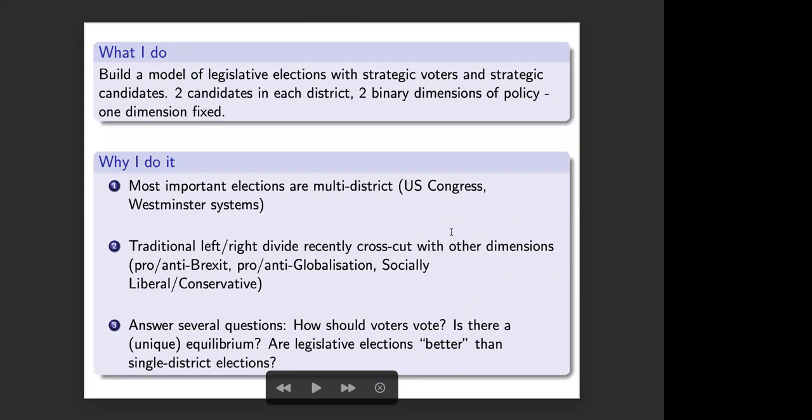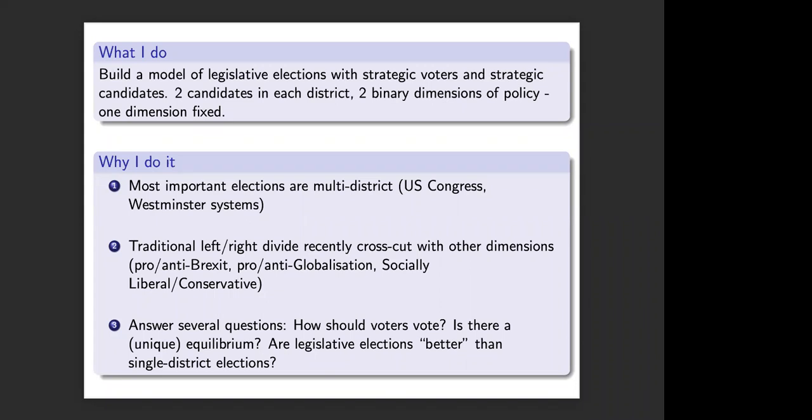So quick overview then. I build a model of legislative elections with strategic voters and strategic candidates. There's going to be 2 candidates in each district, and there's going to be 2 binary dimensions of policy. And one dimension is going to be fixed. Okay, I'll give you more details on that in a second.